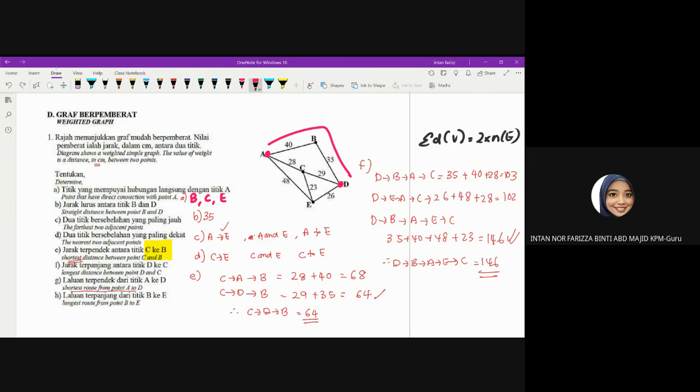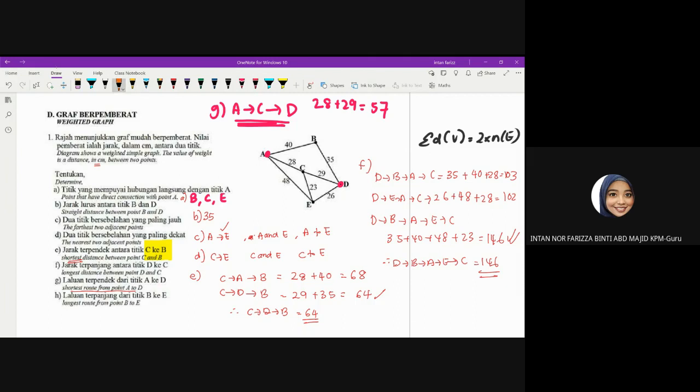So the shortest route will be which one? A, C, D. I'm going to write the answer here. A to C to D. If the marks allocated for the question is 2 marks, then you have to find the distance. That means it will be 28 plus 29, which is 57. If it's only 1 mark, you just write this answer. All right, so next, let's look at the next one.